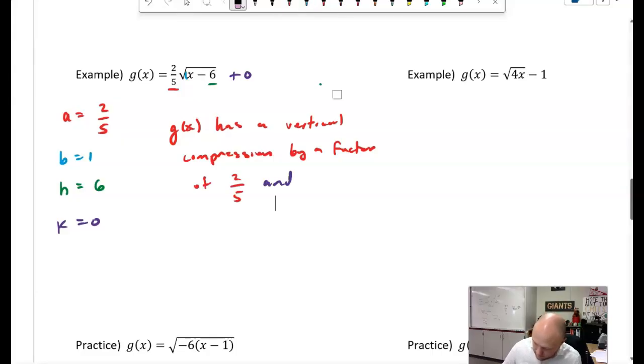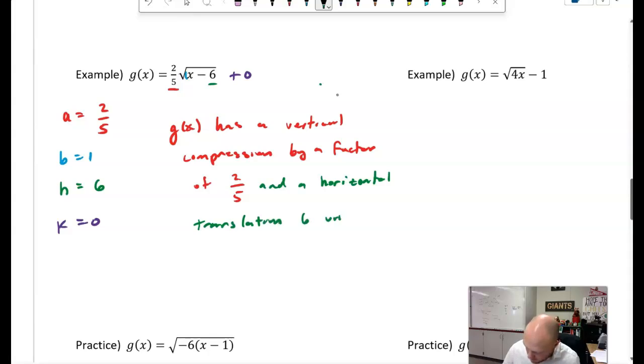And a horizontal translation (6 units right). Okay, A value is between 0 and 1, 2/5. That is between 0 and 1. That's going to be compression.